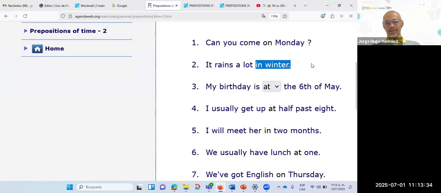Here, another one, in winter, when we talk about the seasons, no? Remember that in some European countries and in the United States, they have 4 seasons. Here in Colombia, we only have 2 seasons. In order to talk about the seasons, we use in, the preposition in, all the time. We never say in Monday, no? We never say on winter or at winter, never.